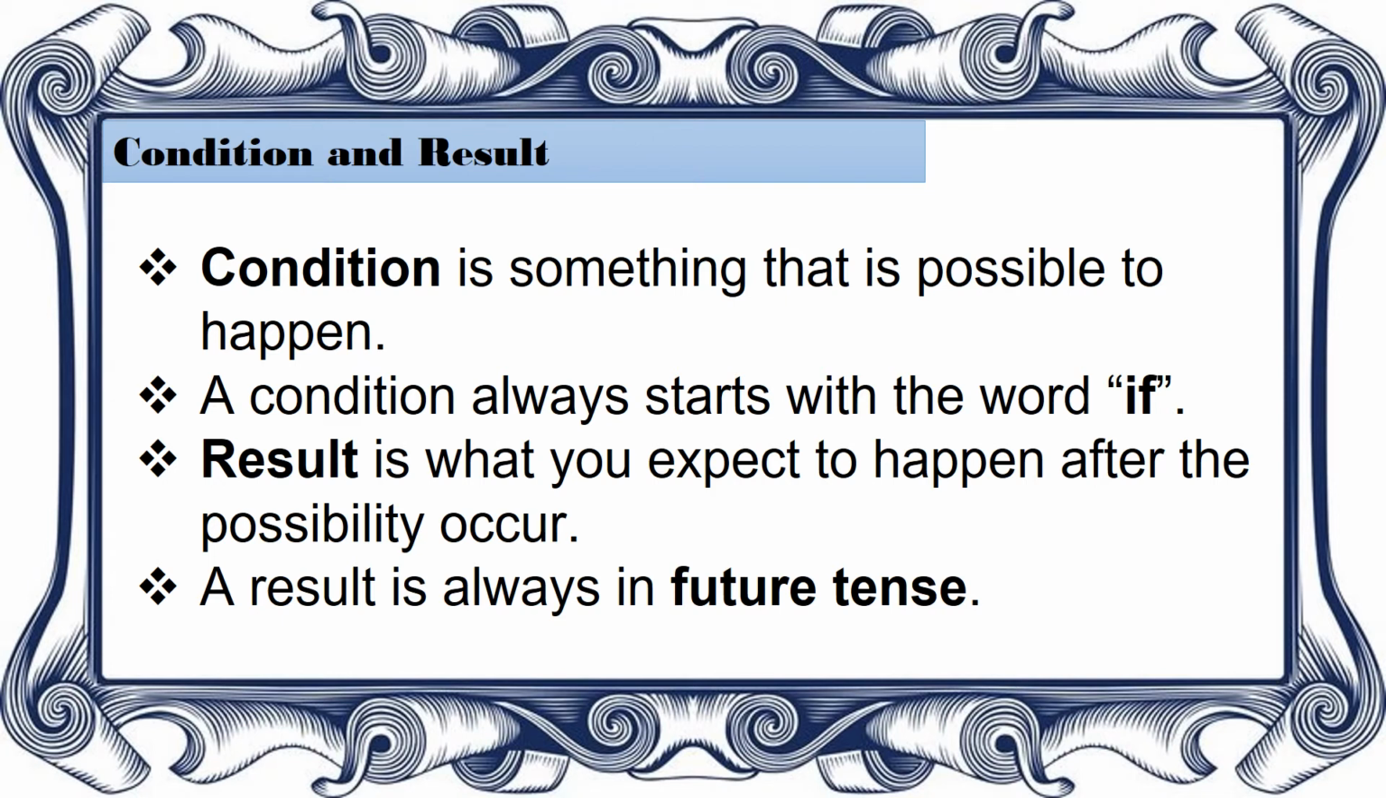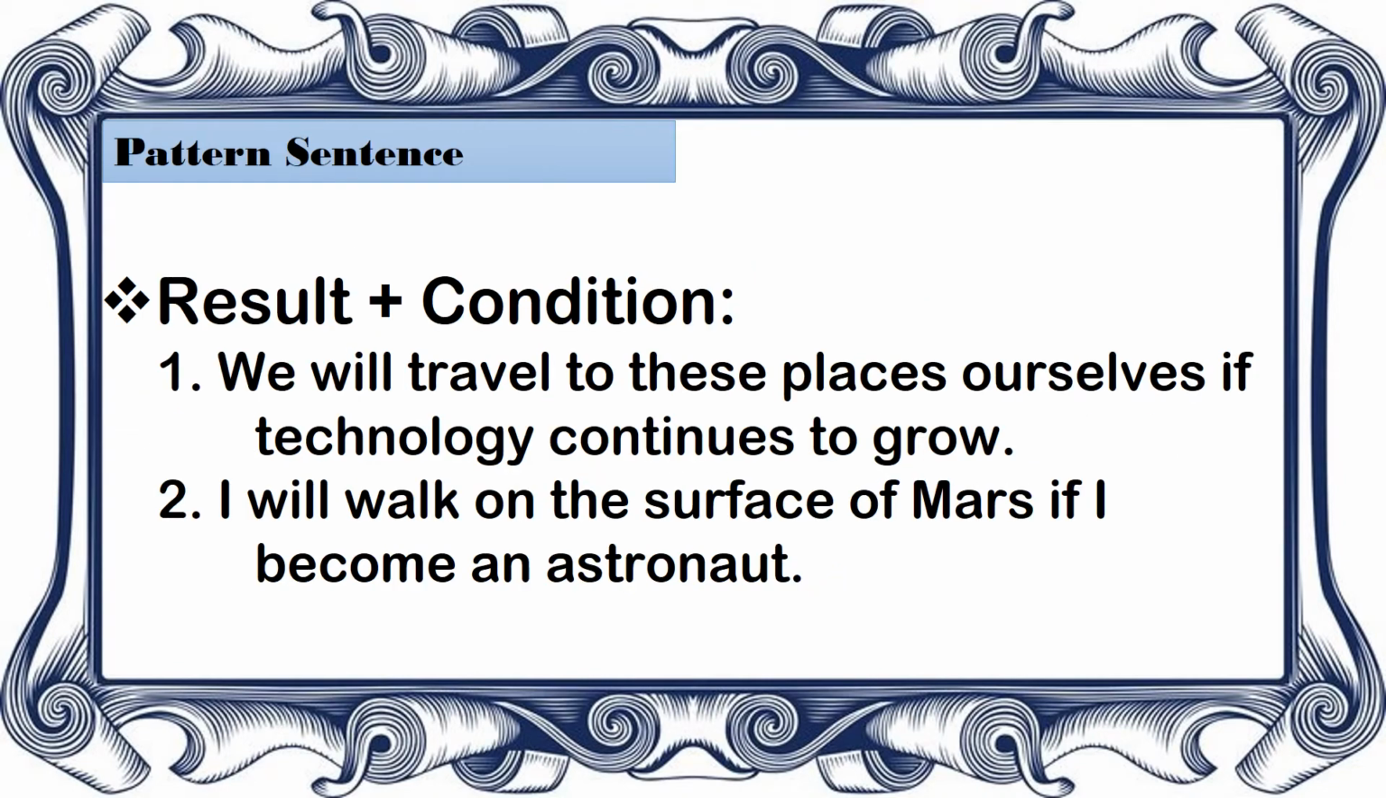Because a result in a statement, or in a future real conditional, is always in the future tense. Okay? So when does a future conditional become real? Or when can the future conditional become a future real conditional? That is when the condition happens in the present, which we will further discuss in these examples.